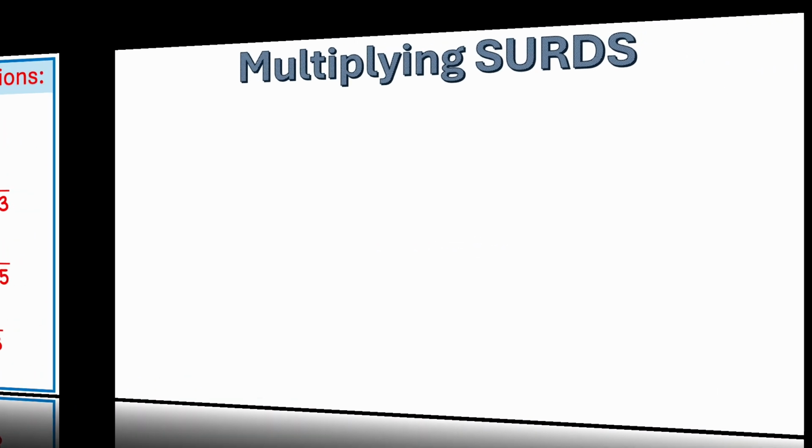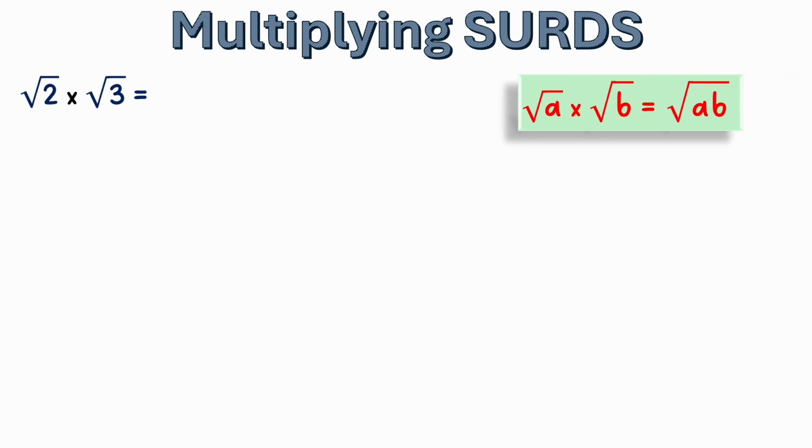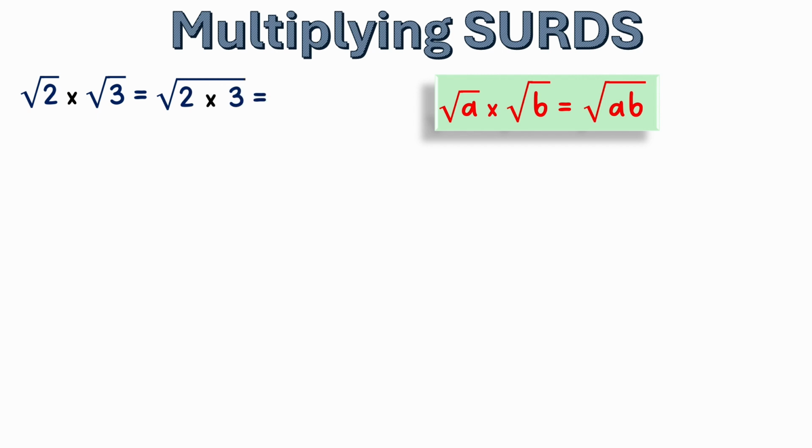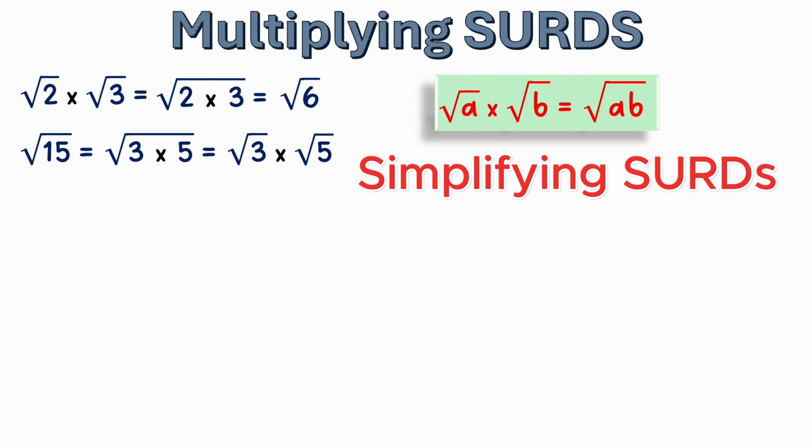Now let's multiply surds. Square root of 2 multiplied by square root of 3 equals square root of 2 multiplied by 3, which equals square root of 6. It also works in reverse. Square root of 15 equals square root of 3 times 5, which can then be split into square root of 3 times square root of 5. This splitting process is useful when simplifying.